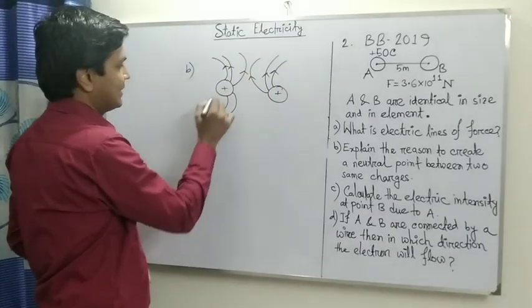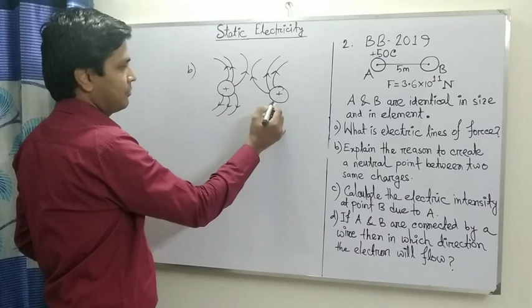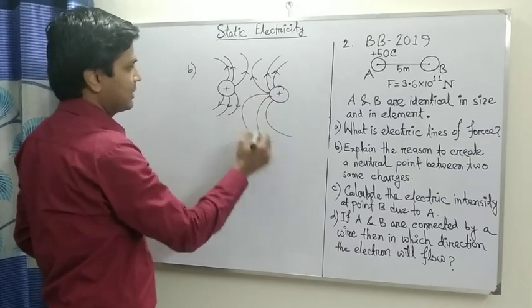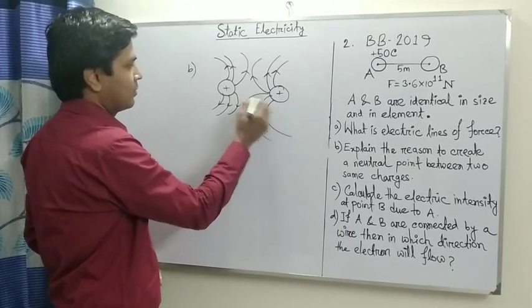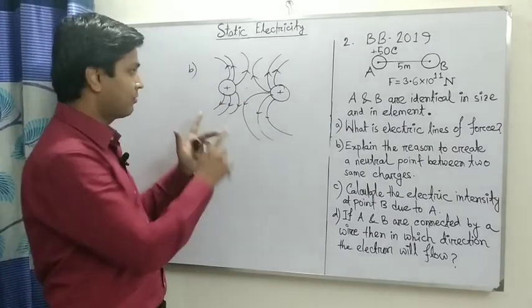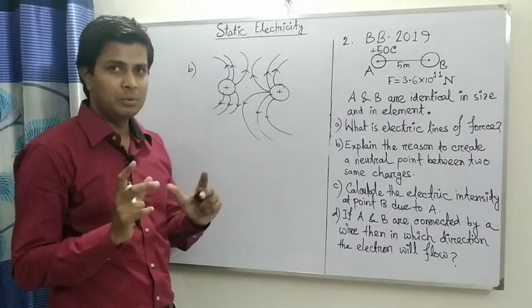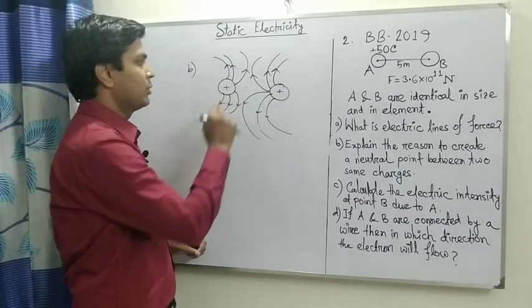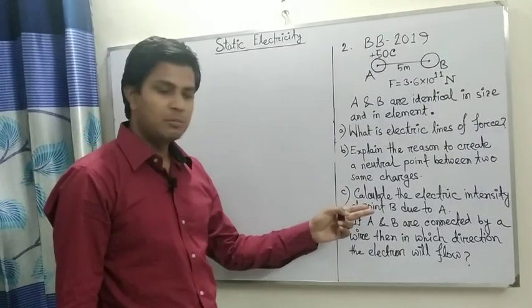Here you can see the electric lines of force. They do not intersect each other, and we will get a point here where the electric intensity from both charges will be equal, and that point will be neutral. Now the question number C.